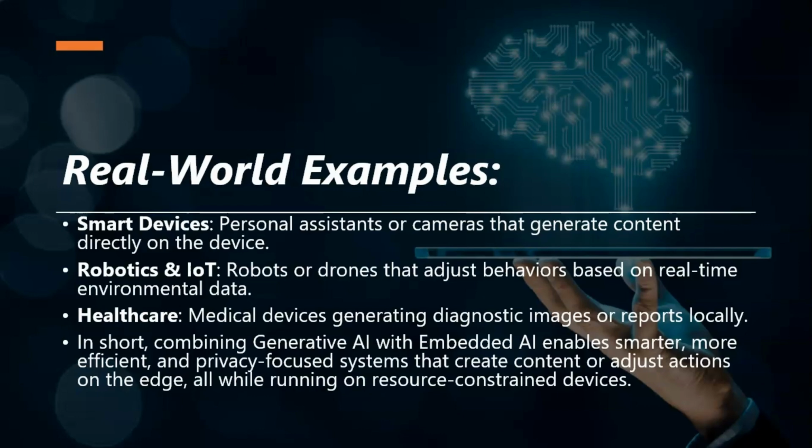So in short, combining generative AI with embedded AI enables smarter, more efficient, and privacy-focused systems that create content or adjust actions on the edge, all while running on resource-constrained devices.